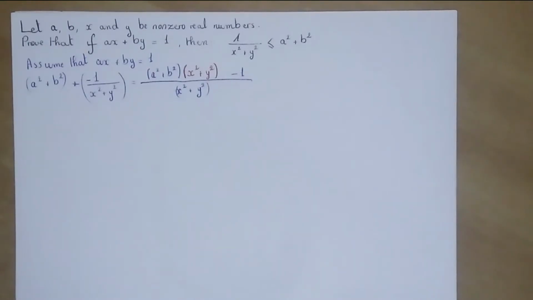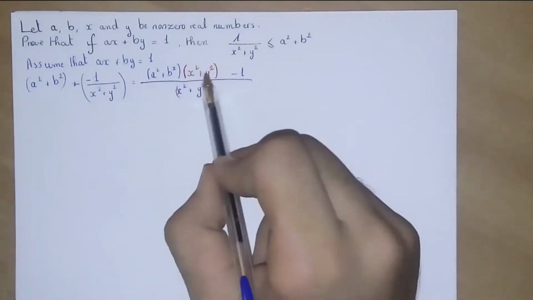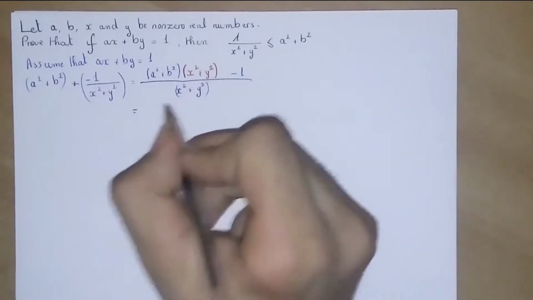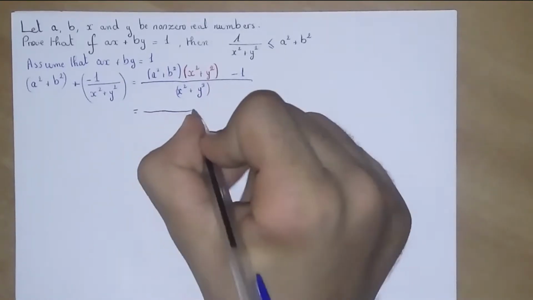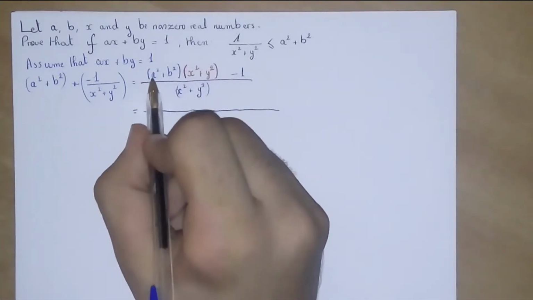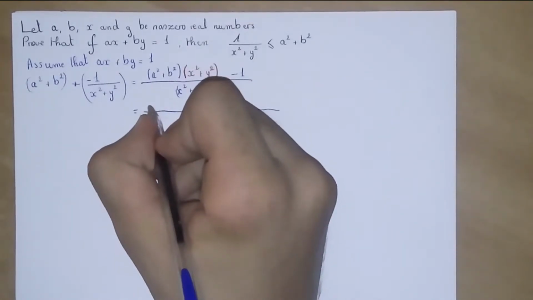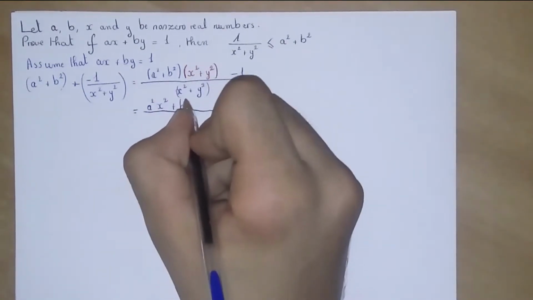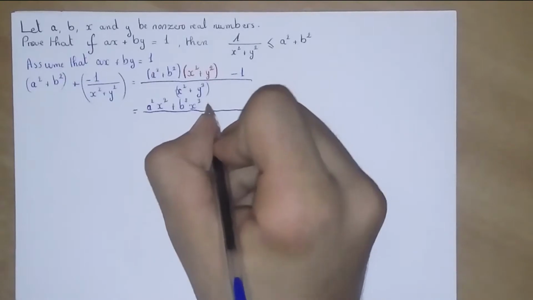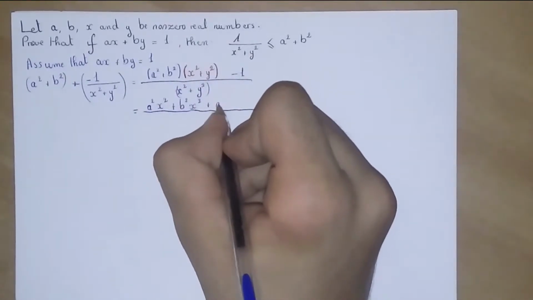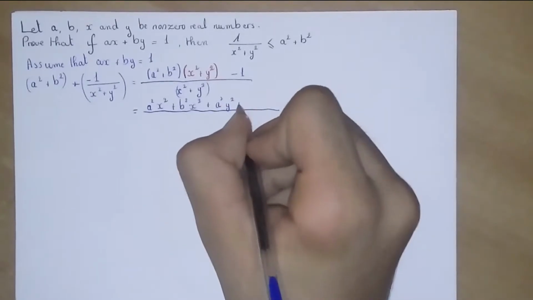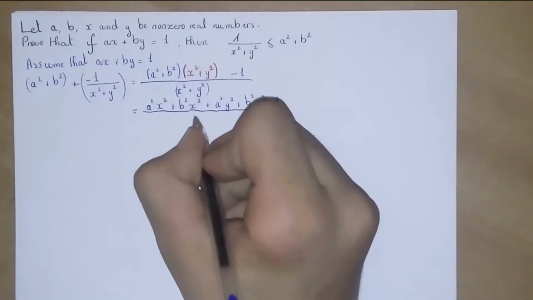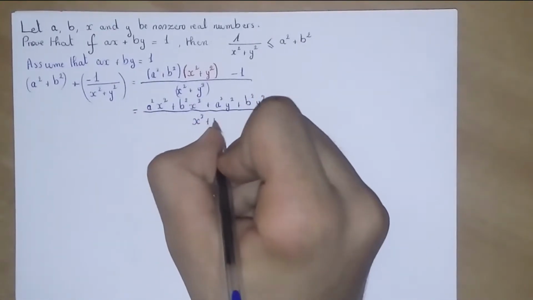Now the next logical step is to expand these brackets to multiply these numbers into each other. So I'm going to put an equal sign, a fraction line, and I will do just that. So a squared multiplied by x squared plus b squared multiplied by x squared plus a squared multiplied by y squared plus b squared multiplied by y squared minus 1 over the common denominator, which is x squared plus y squared.